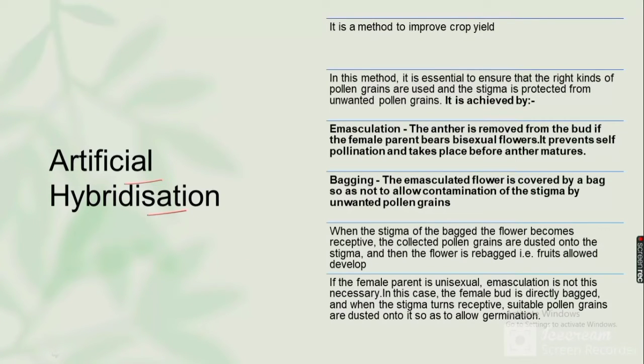Artificial hybridization. It is a method to improve crop yield, and farmers mostly use it. In this method, it is essential to ensure that the right kinds of pollen grains are used and the stigma is protected from unwanted pollen grains. This protection is achieved by two processes: emasculation and bagging. Emasculation is the process in which the anthers are removed from the bud if the female parent bears bisexual flowers. It prevents self-pollination and takes place before the anther matures.